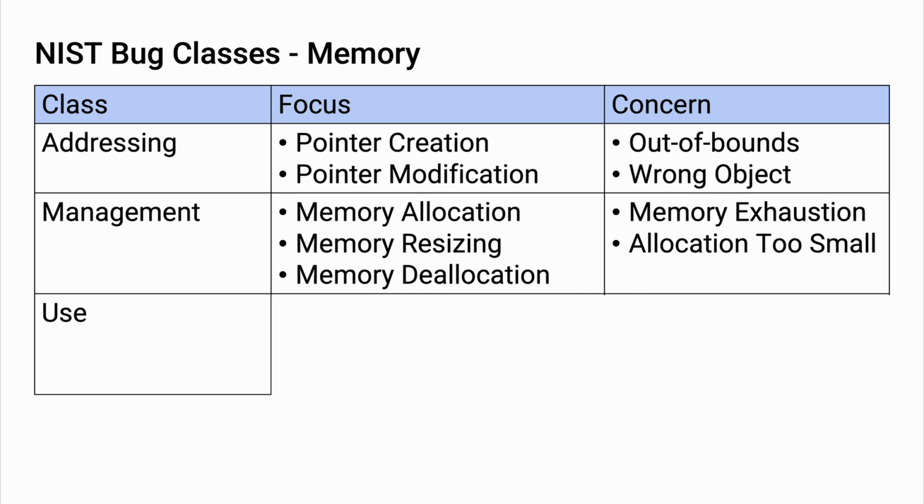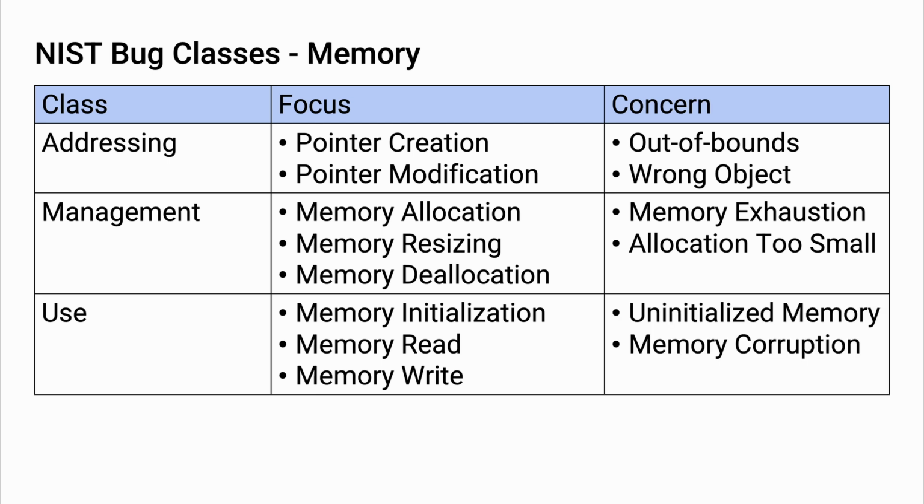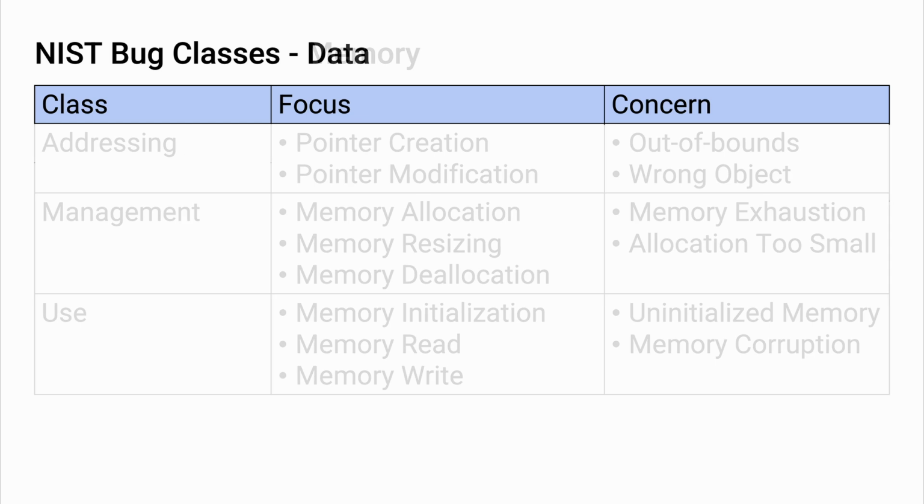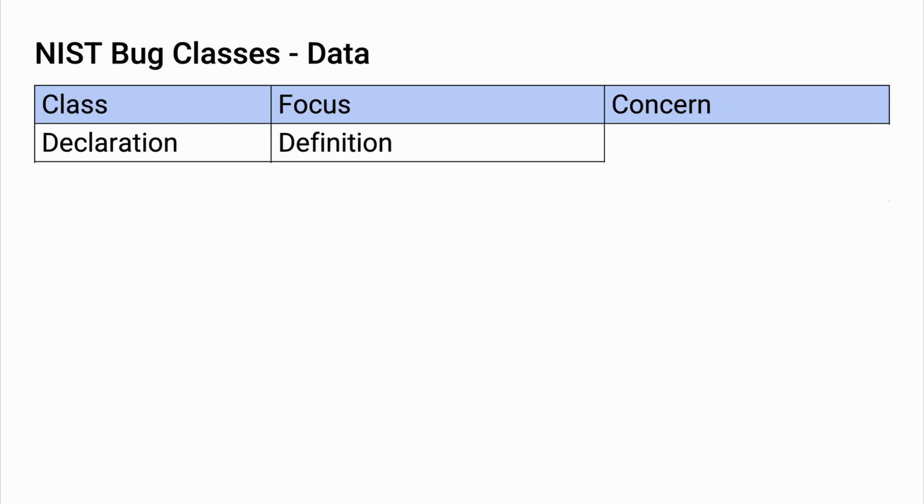Finally, we've got memory use, and here we're thinking about initialization and access, the read and write of the memory. Our concerns are that we'll have uninitialized memory or memory corruption. Our final category is data. It has four classes. We have the declaration class, where our focus is the definition of data.